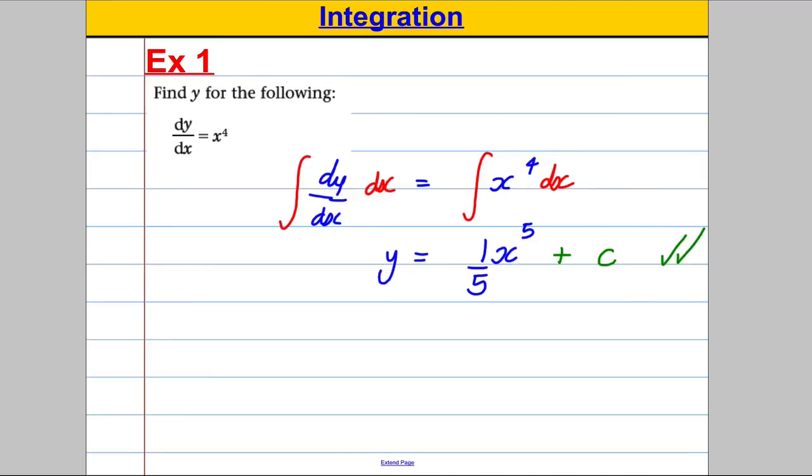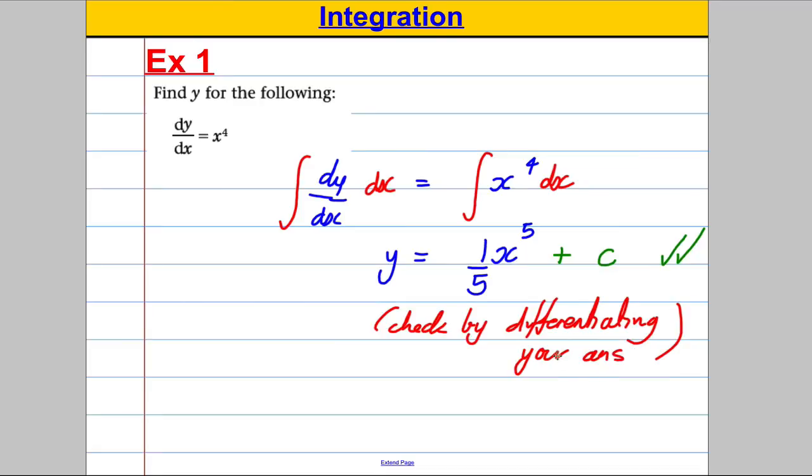Now, if we wanted to make sure we hadn't made a mistake, you could differentiate this and check you got x to the 4 back. A constant differentiates to 0, we know that. And if I differentiate this, if I put down the 5, I'd get 5 over 5, which is just 1. Reduce the power by 1, I'd get 4. I get x to the power of 4. So you can check by differentiating your answer.